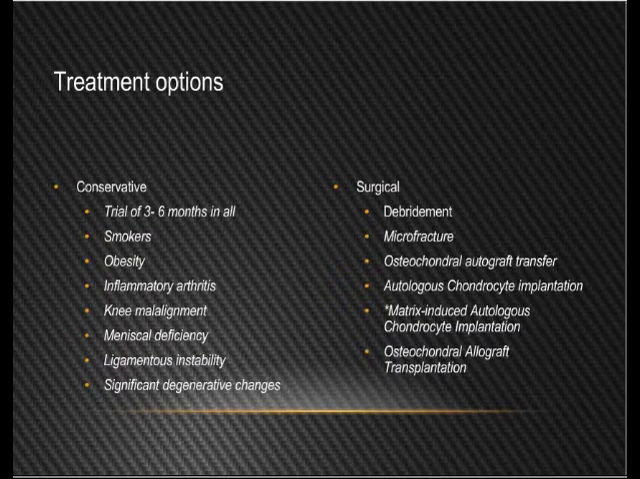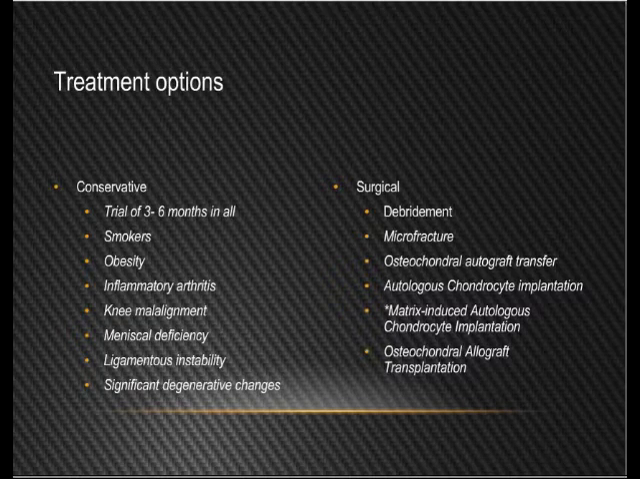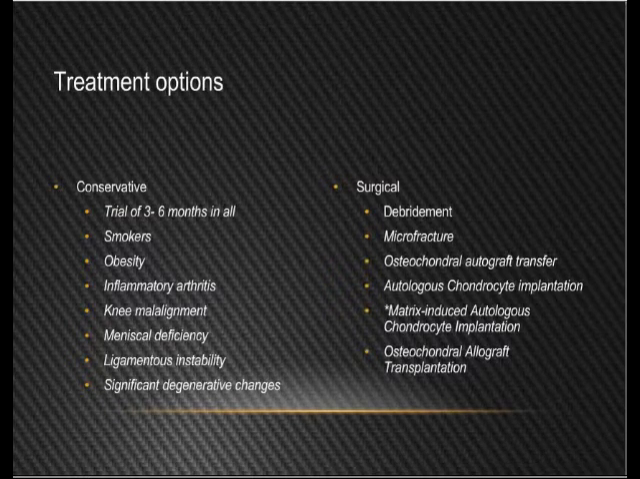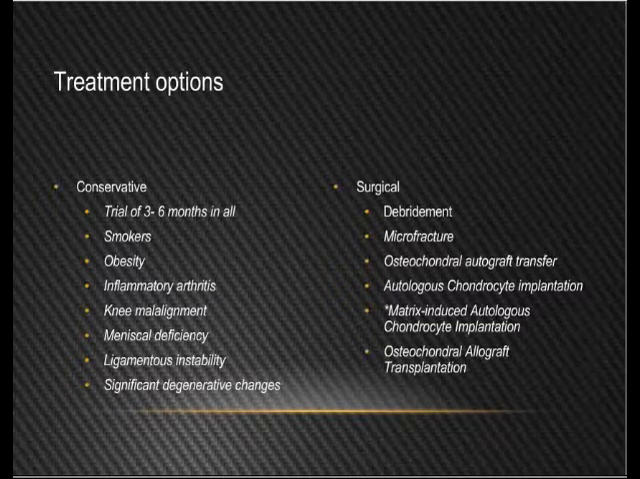The surgical management of articular cartilage defects includes debridement of the edges of the defect, microfracture, osteochondral autograft transfer, autologous chondrocyte implantation. And although the authors of this American article didn't mention it, we obviously use MACI, so matrix-induced autologous chondrocyte implantation. And the final option is osteochondral allograft transplantation. So I'm just going to go through those options and talk about that a little bit more.